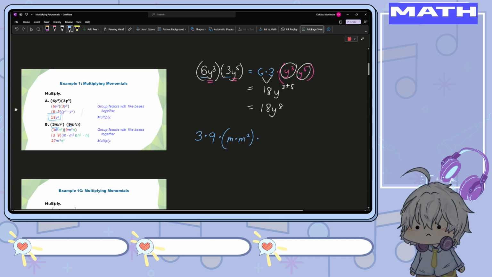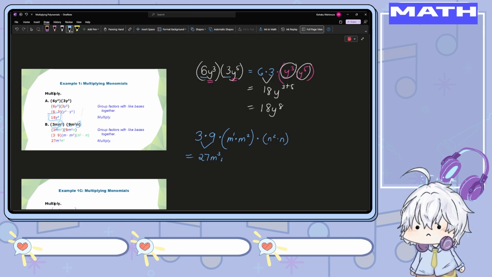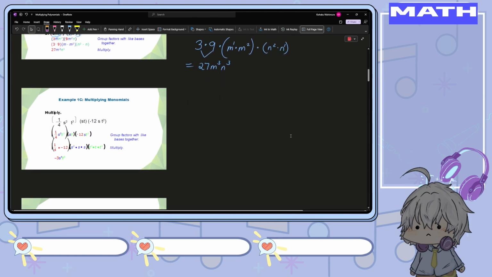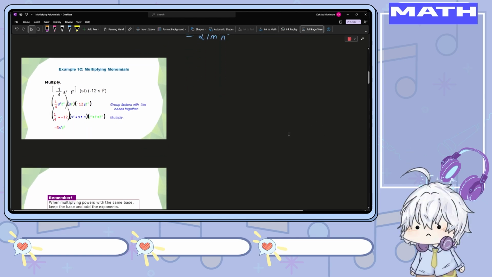times n squared times n. Now let's simplify. Thus 3 times 9 is 27, and m times m squared is m cubed because we add their exponents, and n squared times n is n cubed because we add their exponents 2 and 1. So far so good. I will leave some examples for you to answer and verify if the answer is indeed true.